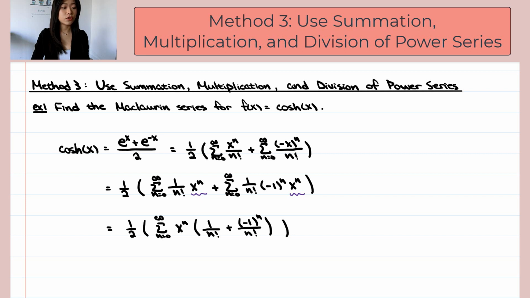I can cancel out the 2 with the half in front, so this also equals the sum for n starting from 0 of x to the power of 2n, so that all the exponents will be even, then divided by 2n factorial, since I replaced the n by 2n. So the denominator becomes 2n factorial. And that is the Maclaurin series for hyperbolic cosine of x.